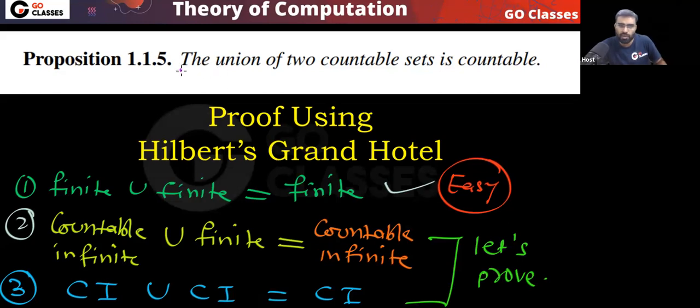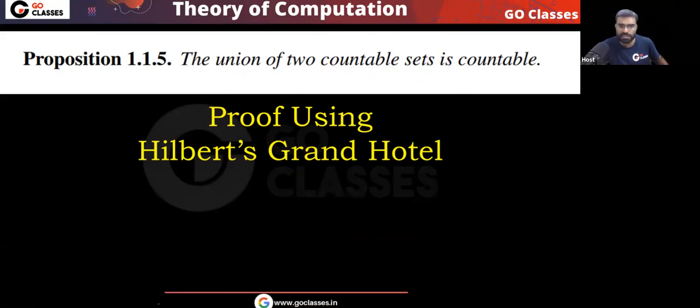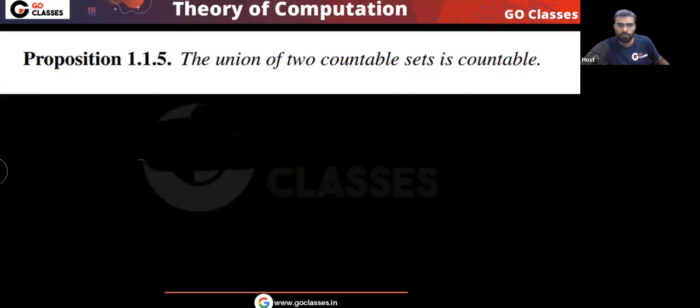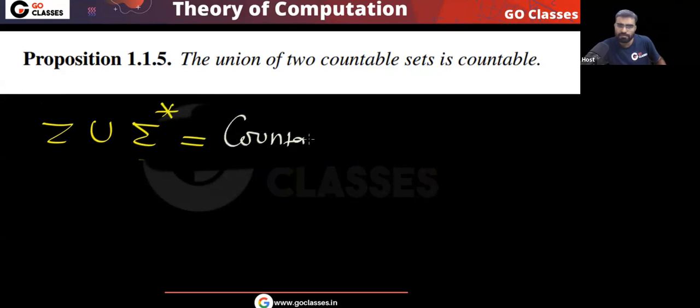But remember, this result is quite simple, right? The union of two countable sets is countable. If you take any two countable sets, the union will be countable. First of all, did you understand this statement? You tell me. Did you understand that the union of two countable sets is countable? For example, the set of integers union sigma star, what will that be? That will be countable. So this is the simple idea.